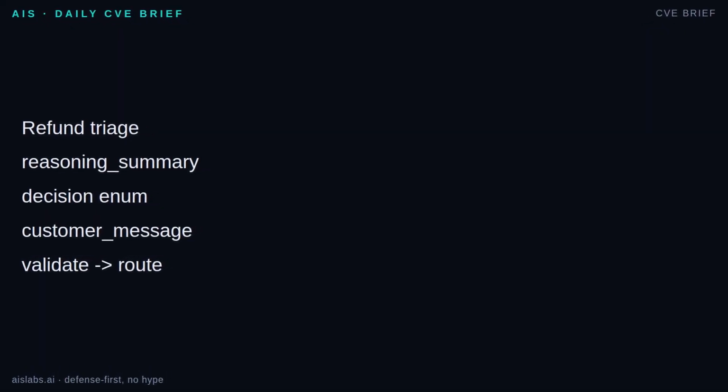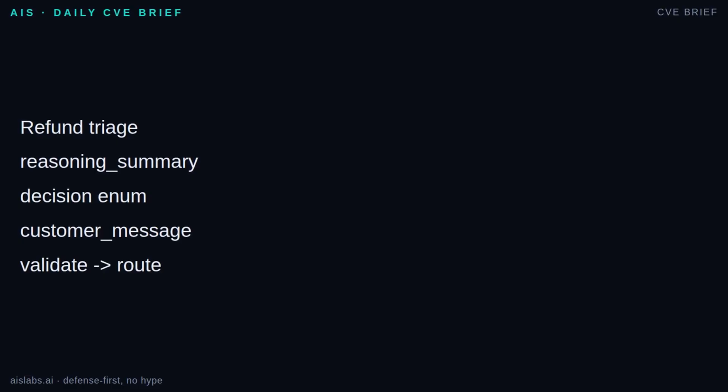Let's use a refund triage agent. The input is a short customer note and an order status. The output schema has reasoning summary as a string, decision as an enum, and customer message as a string. Put the reasoning summary before the answer field. In practice, this nudges the model to evaluate before it commits. Keep it short, 1 or 2 sentences, not a private chain of thought transcript. Then decision must be approve, reject, or escalate.